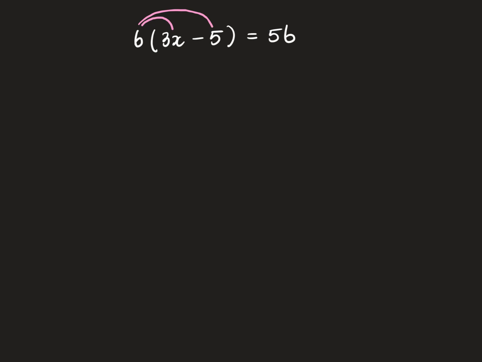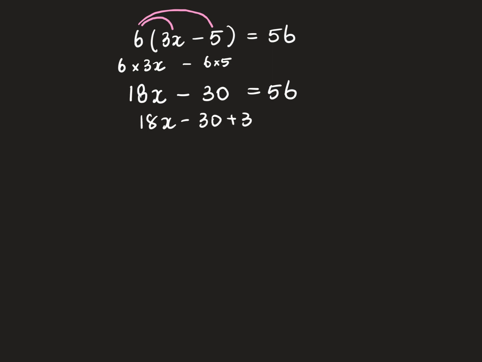What's 6 lots of 3x? I'm thinking 6 lots of 3 dogs is 18 dogs. 6 lots of 3x is 18x. Okay, 6 lots of 3x minus 6 lots of 5. 6 lots of 5 is 30. Now once I'm at that point, I can just solve this like I always would.